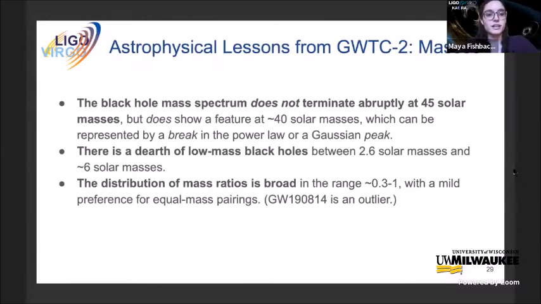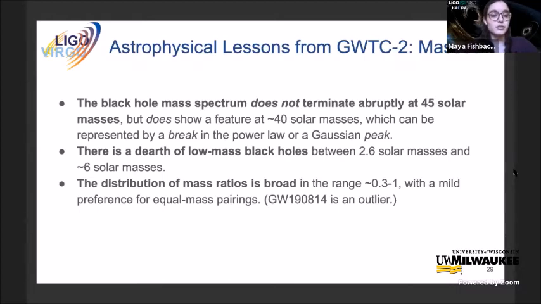So the astrophysical lessons that we have from GWTC2, what we've learned about the mass distribution, is, first, the black hole mass spectrum does not terminate abruptly at 45 solar masses, which we had hints of from GWTC1. However, it does still show a feature at 40 solar masses. That feature that we thought might have been a cutoff from the first catalog is still there in the data, but we now know it's not a sharp cutoff. So it's probably better represented by either a break in the power law at around 40 solar masses or a peak at around 40 solar masses, after which there's a higher rate of decrease in the merger rate as a function of mass.